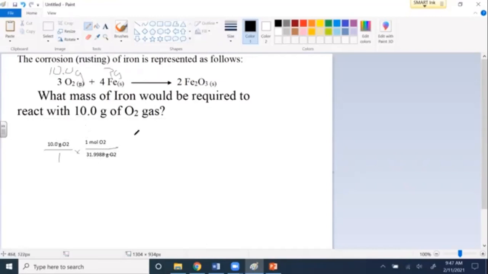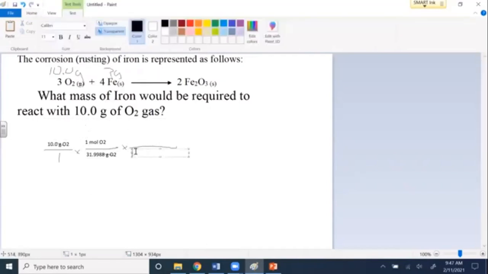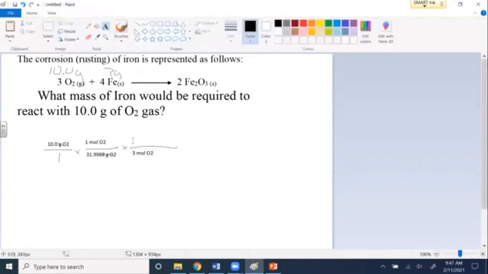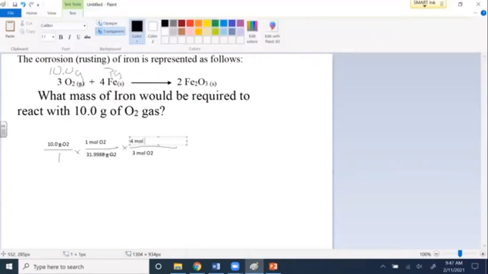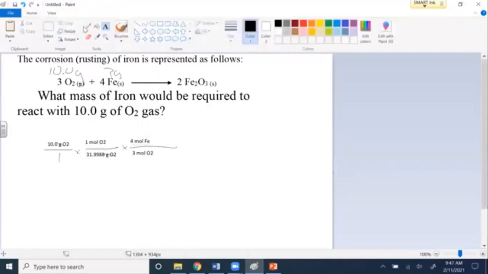So now my grams O2 canceled, and I'm not to my mass unknown box yet. I'm in moles known. So to go from moles known to moles unknown, I multiply by the mole ratio. Once again, the mole ratio comes from the balanced chemical equation. So I know that mole O2 is on the top of my first fraction, so it's going to be on the bottom of this fraction. And I had 3 moles O2. I had 3 moles O2 because I got the 3 from the coefficient in front of oxygen in the balanced chemical equation. My unknown in this question, the thing that's the question mark, is the iron. So I have 4 moles Fe. Once again, I got the 4 from the balanced chemical equation.